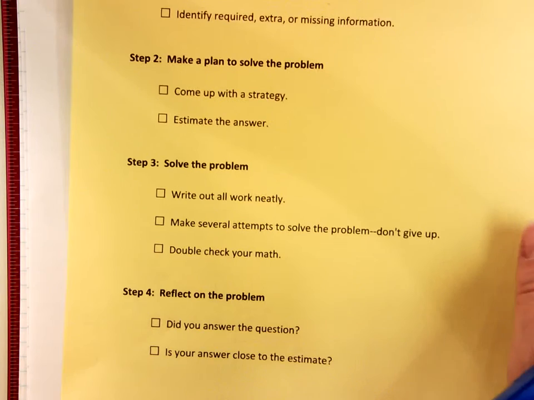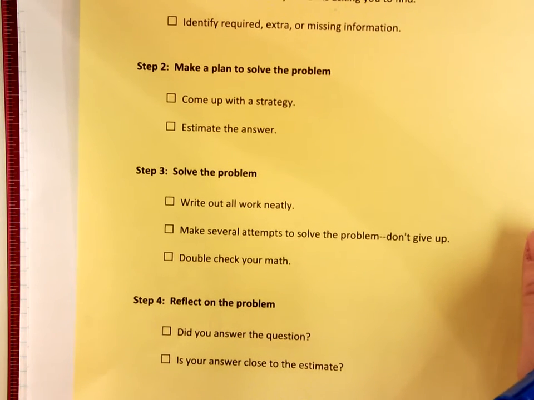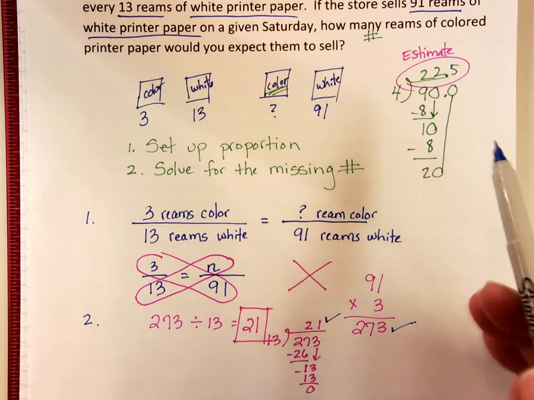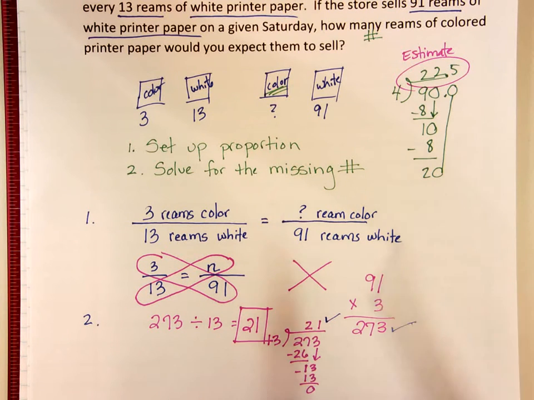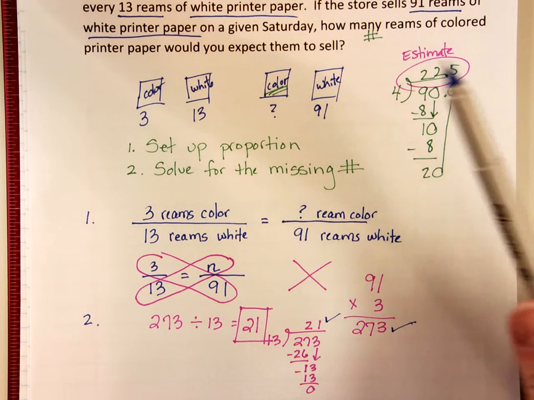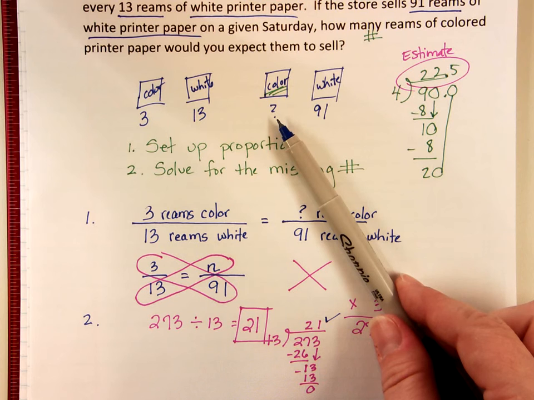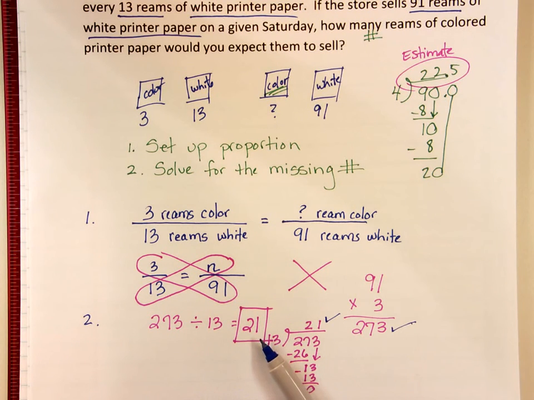Step 4. Reflect on the problem. Did you answer the question, and is your answer close to the estimate? Well, the estimate that we have up here, 22.5, is very close to 21, so I'm thinking we might be right here. The question asked us, if the store sells 91 reams of white printer paper on a given Saturday, how many reams of colored printer paper would you expect them to sell? And we got 21, which is about a quarter of 91. So I think that's close. Great job.